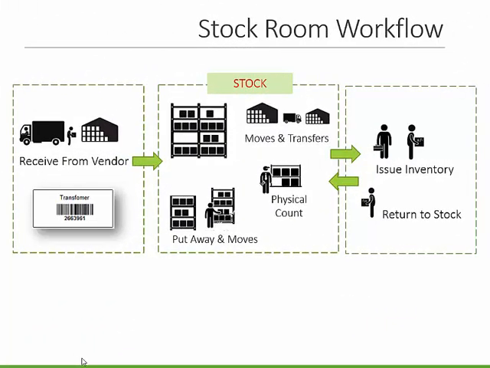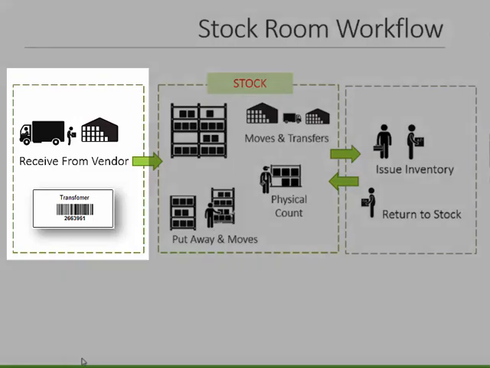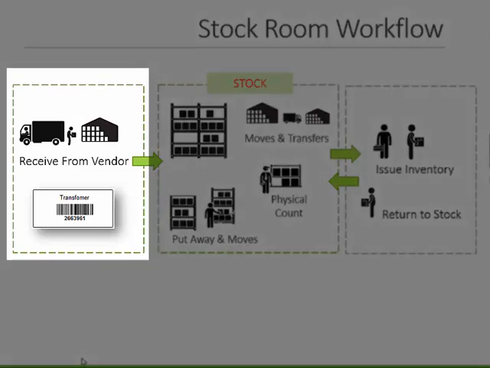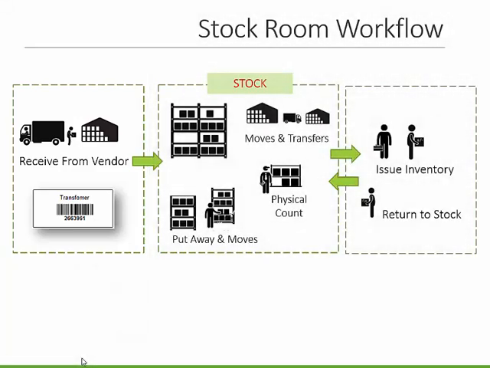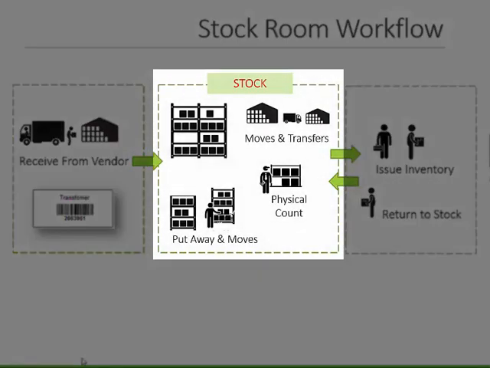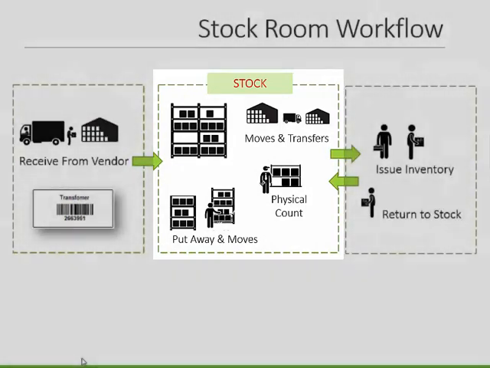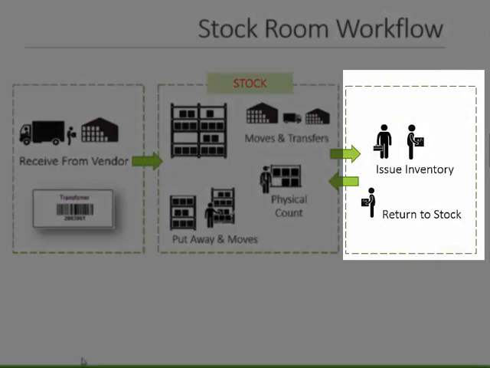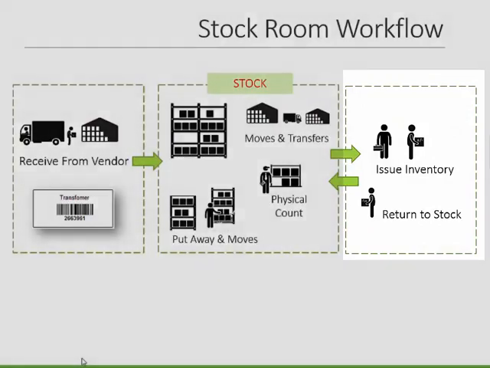Here's a standard diagram of a stockroom inventory workflow. Parts and assets would be received in from a vendor with the option to automatically print barcode item labels. Those parts and assets are put into stock where they could be managed with moves, transfers, and physical counts, and then finally issued out to jobs, projects, or service activities.